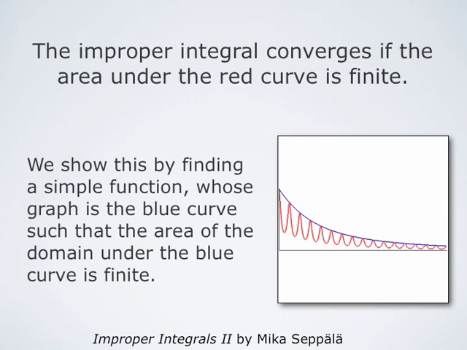In this particular case, it turns out that this improper integral converges, and we can show that by finding a simpler function, whose graph is the blue curve in this figure, such that the area under the graph of the blue curve is finite. If this is finite, then also the smaller area under the graph of the red curve is finite.